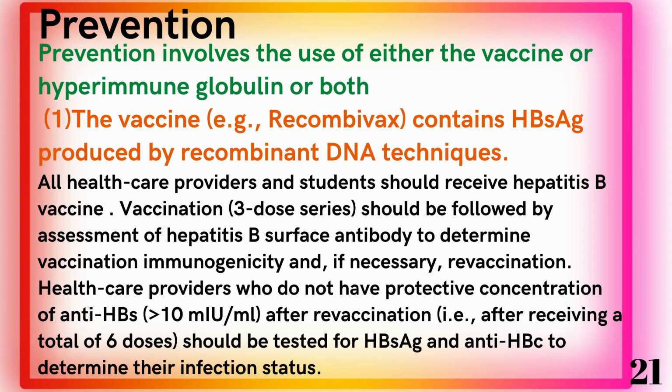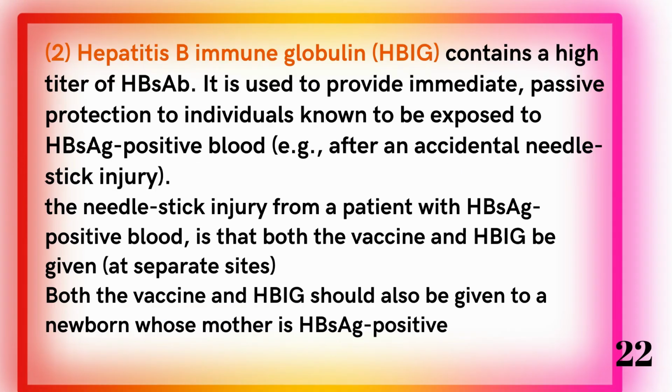As you know, hyperimmunoglobulin gives passive immunity and the vaccine gives active immunity. The vaccine is Recombivax, which contains hepatitis B surface antigen, as we said before, produced by recombinant DNA techniques. And all healthcare providers and students should receive the hepatitis B vaccine.